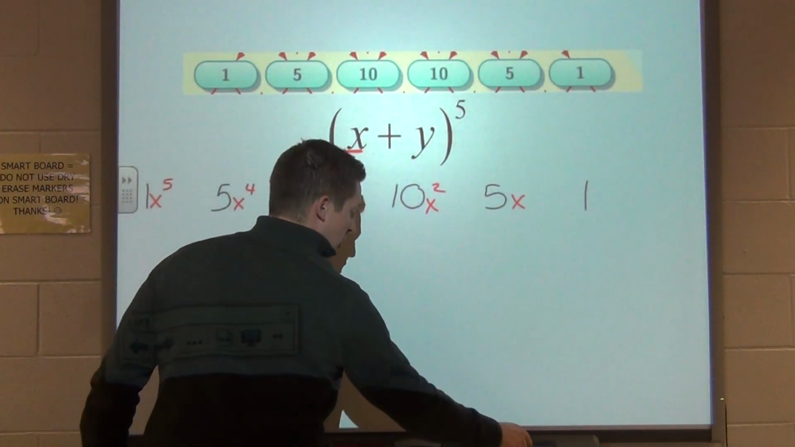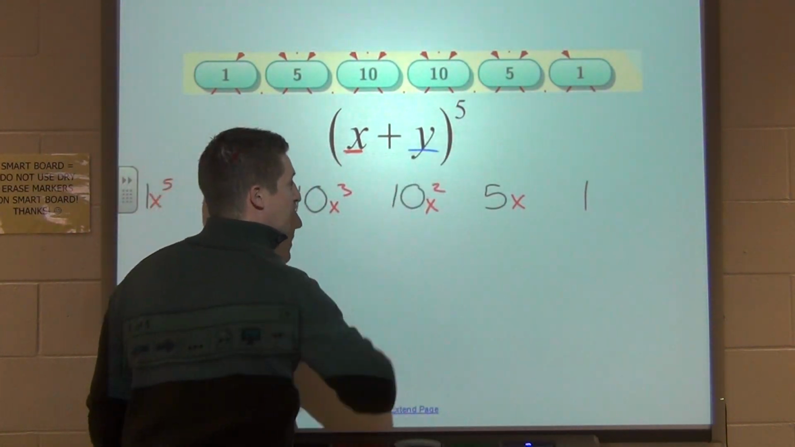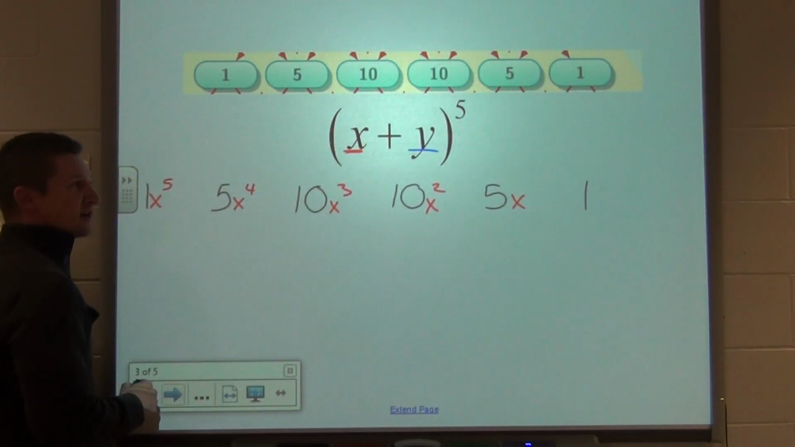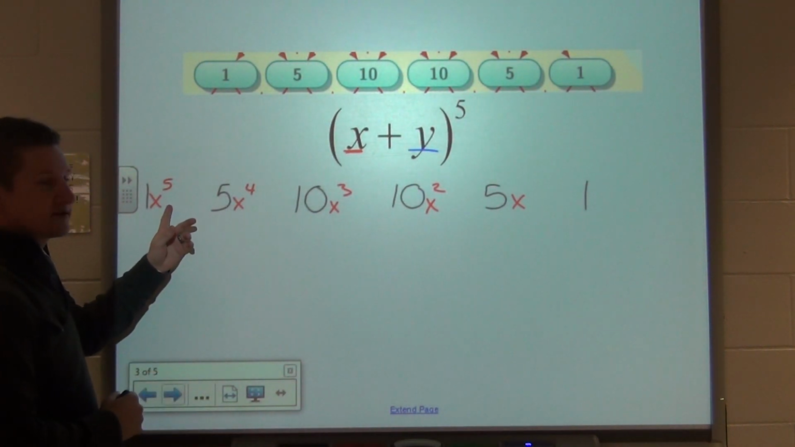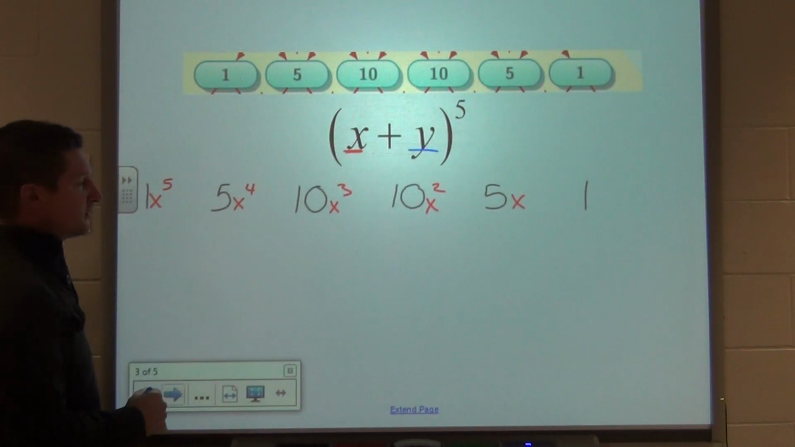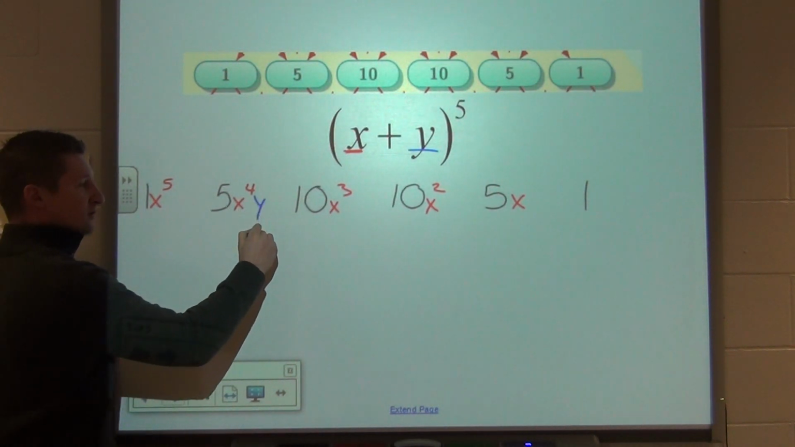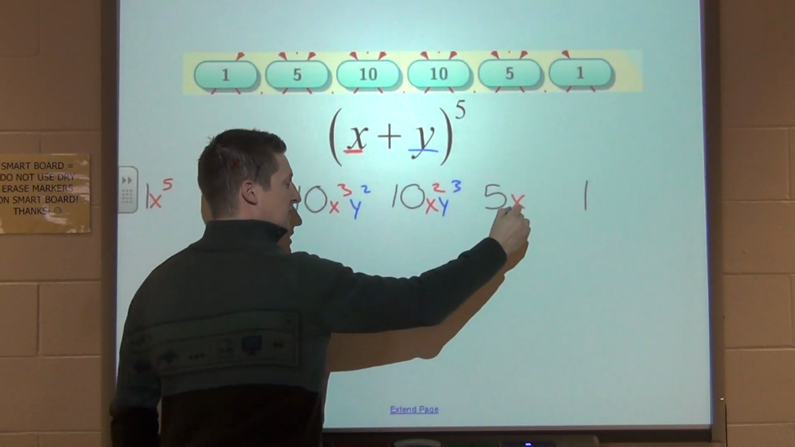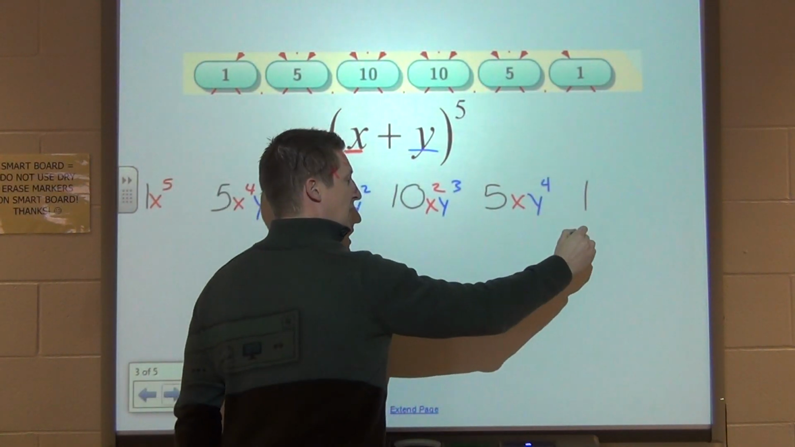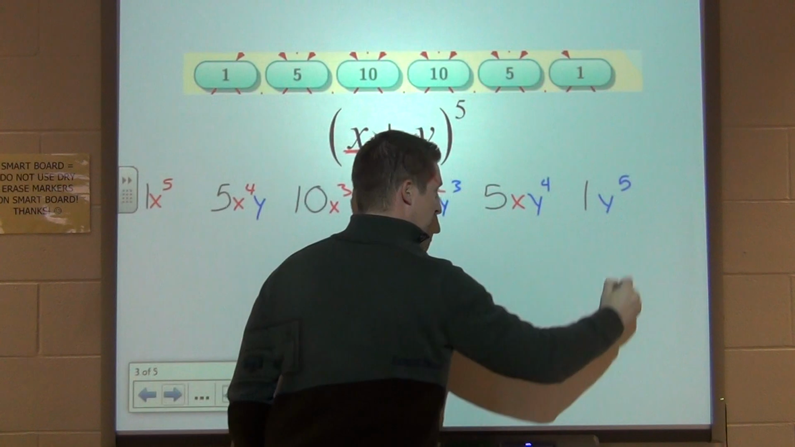In each term, I will also have the second term of my binomial, in this case y, but in this case, the exponents will increase. Starting with y to the 0 power, which is 1. No need to put it there. And then I have y to the 1st. And then I have y squared. And then I have y cubed. And then I have y to the 4th. And finally I have y to the 5th power.